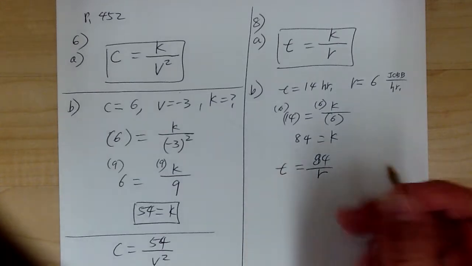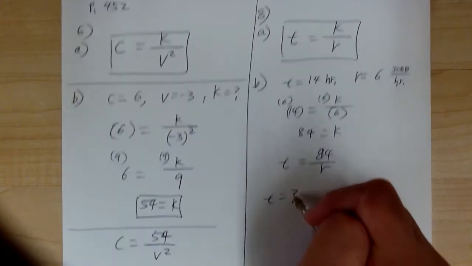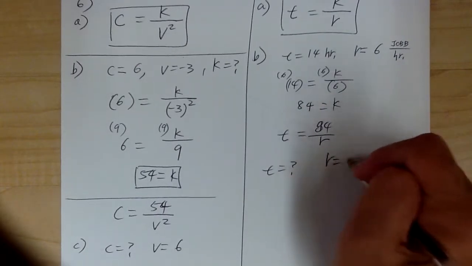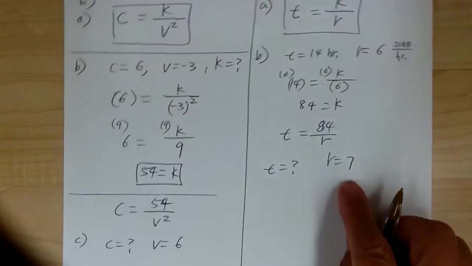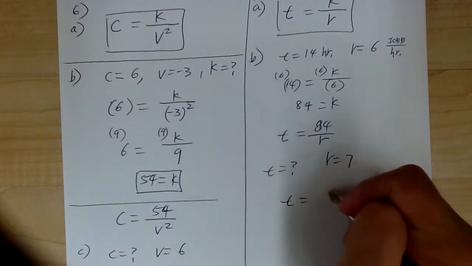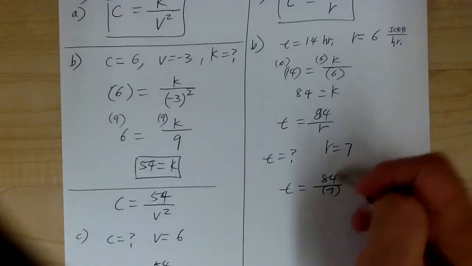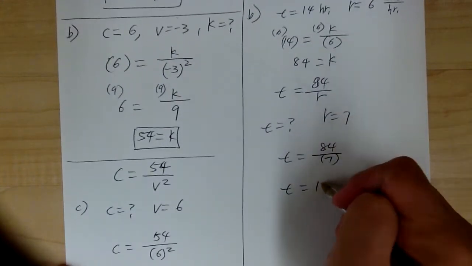So it says how long, so that's t equals question mark. How long will it take to get the job done when the rate is 7? Okay, so now you substitute, so t equals 84 over 7. And then t equals, divide, get 12 hours.